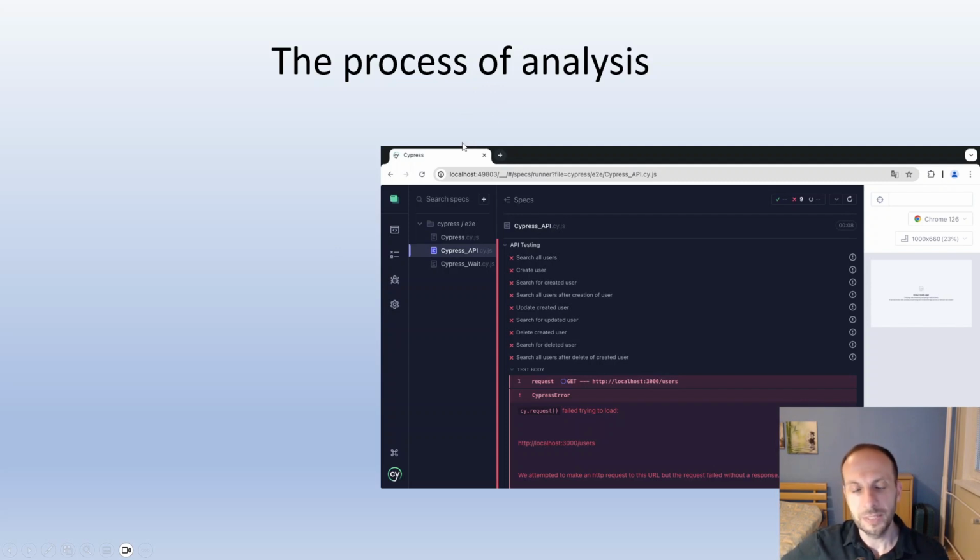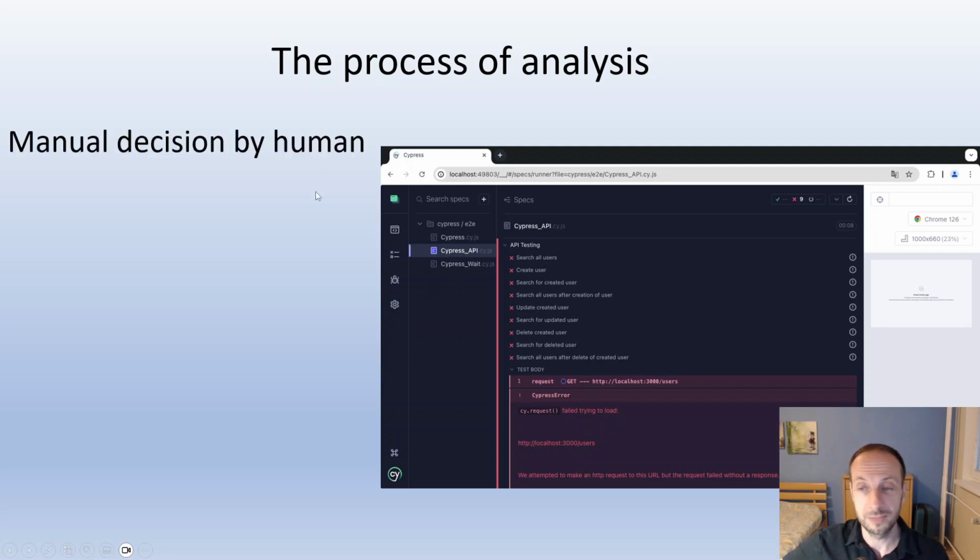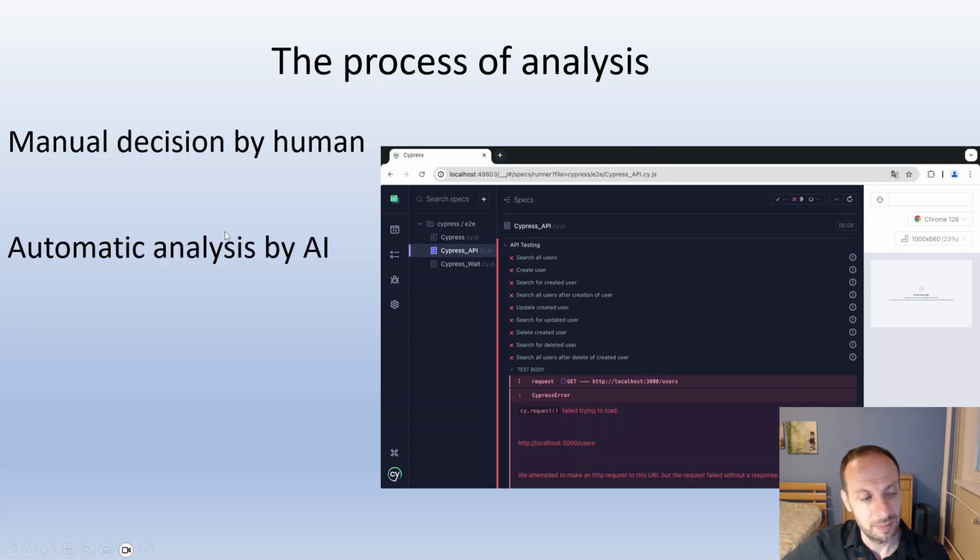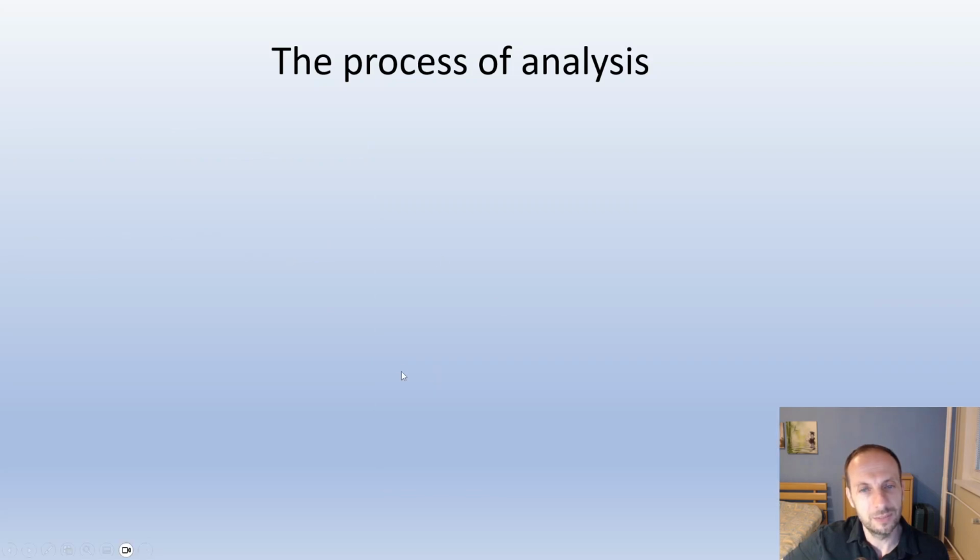Again, the situation: you have Cypress and you have some failures in Cypress. First, you need to look at those failures, and a person needs to decide what type of failure this is. Then in the next run, we will have this information. AI will have this information of our decision, and it will do automatic analysis according to our previous decisions. So let's look at this process.